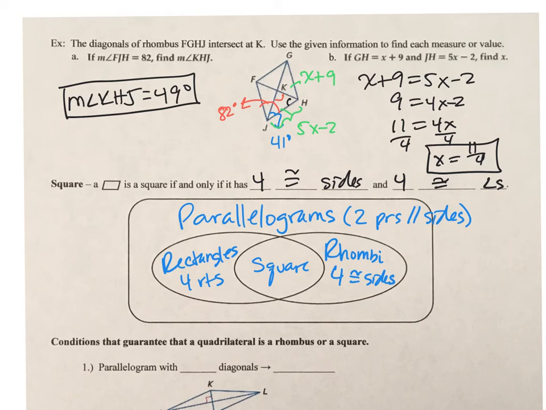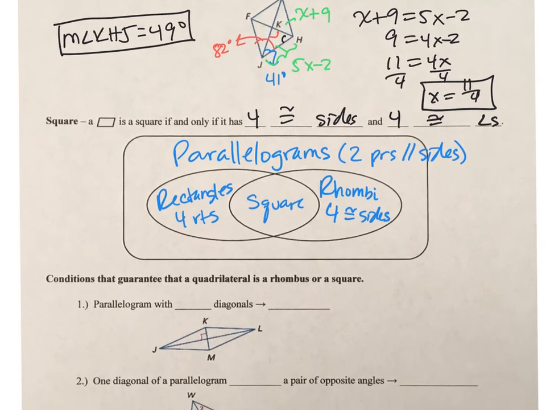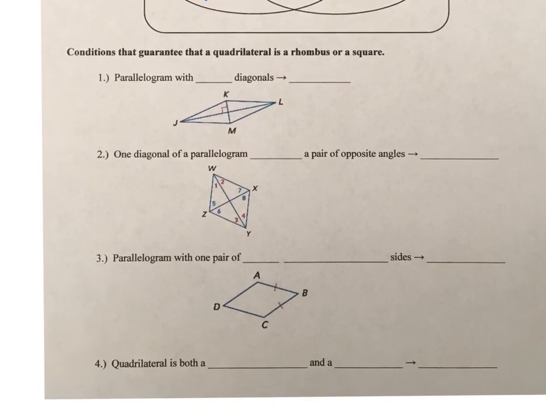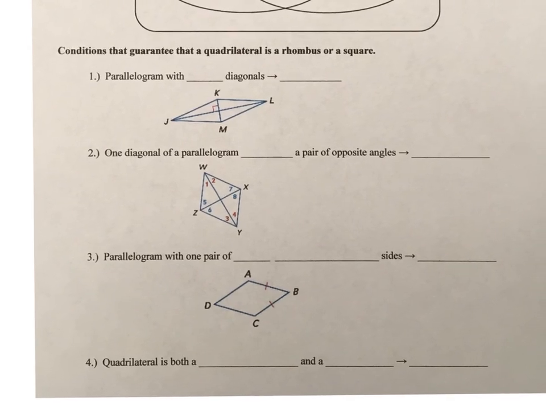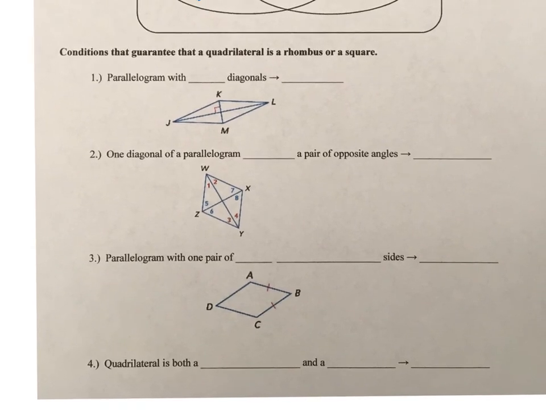So now let's do this. Let's take a look at conditions that guarantee that a quadrilateral is a rhombus or a square. Okay, so number 1, if we have a parallelogram with perpendicular diagonals, okay, that's enough to conclude that that parallelogram has to be a rhombus. So that is a condition of a parallelogram that guarantees that it has to be a rhombus.